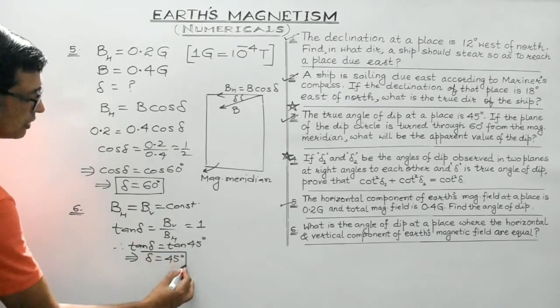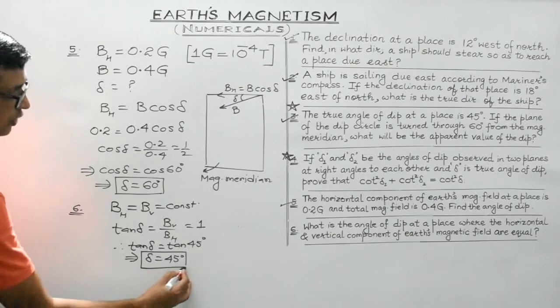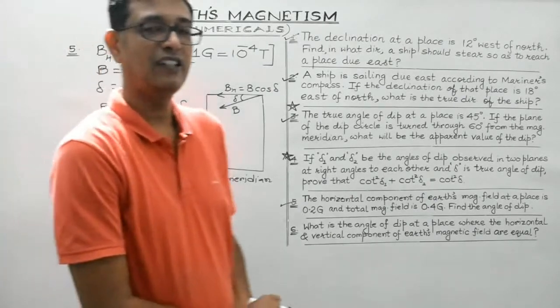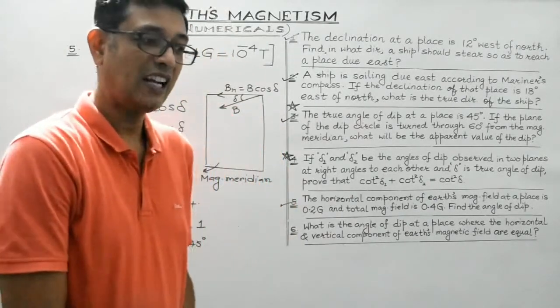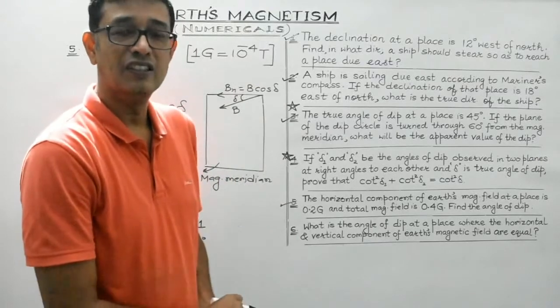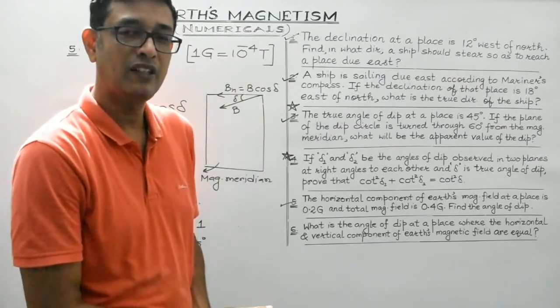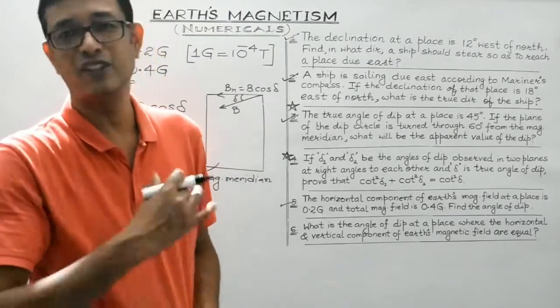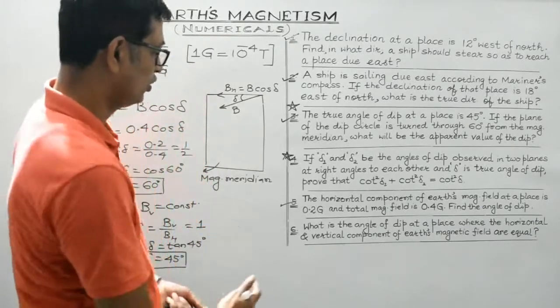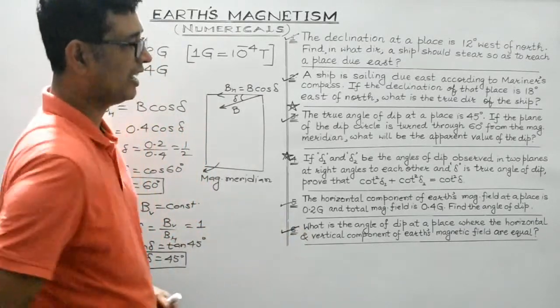So students, do remember it, that at a place where the angle of dip is 45 degree, it clearly suggests that at that place the Earth's horizontal component of magnetic field is exactly equal to its vertical component, right? So we have done question number 6 as well.